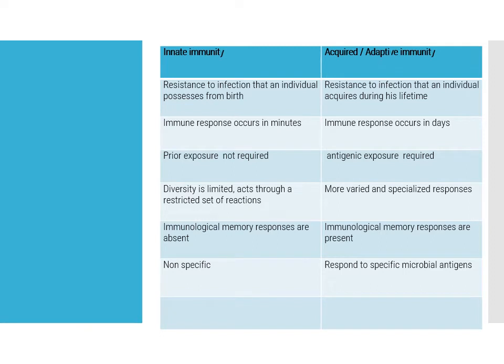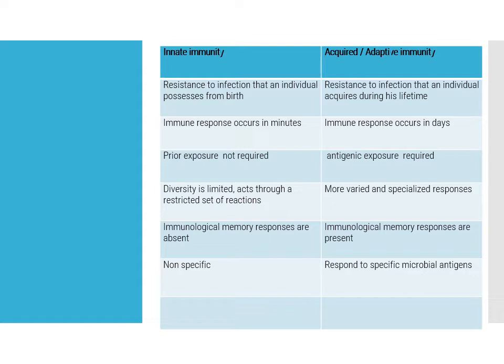Now, what is the difference between innate immunity and acquired immunity? As we know, innate immunity is present since birth, doesn't need any prior exposure, is non-specific, and has no memory cells. The differences are the opposite in acquired immunity. It is not present since birth. It takes time, some days after exposure, and then your body will start making antibodies. Prior exposure is needed. The secondary immune response is much better in acquired immunity, whereas it remains the same in innate immunity.